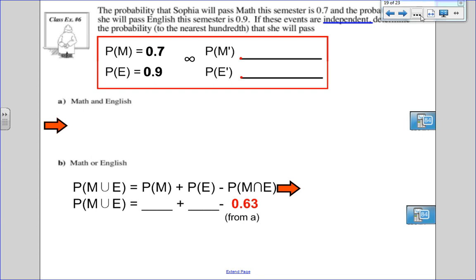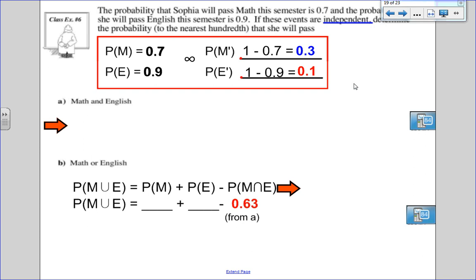probabilities. So before I begin this question, if I have a 0.7 chance of passing math, that means I have a 0.3, 1 minus 0.7, chance of not passing math, because these are complementary. If I have a 0.9 probability, which is a 90% chance of passing English, the probability of not passing English would be 1 minus 0.9, or 0.1, a 10% chance.